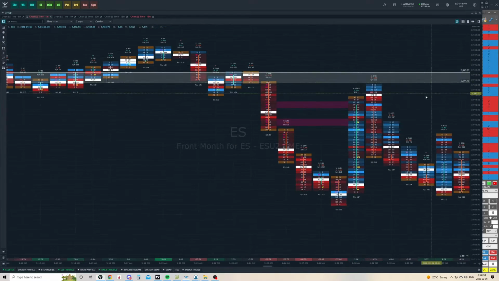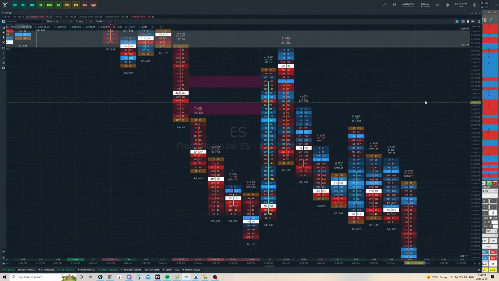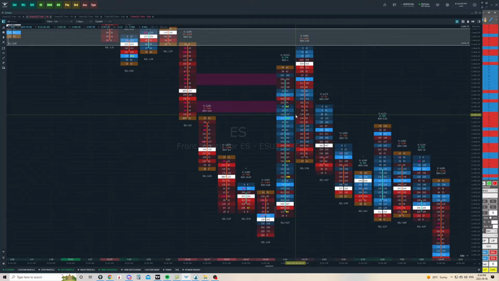So these are my footprint charts. I use Quantower for my footprint charts. On Quantower, they call them cluster charts. Call them whatever you want. They give you the same information here.